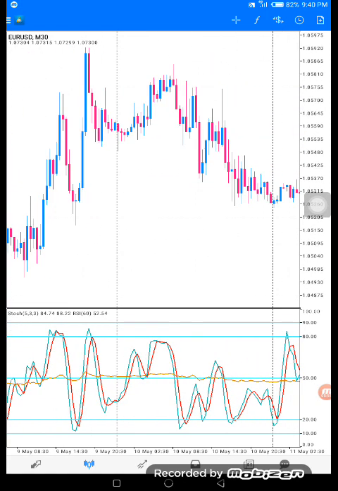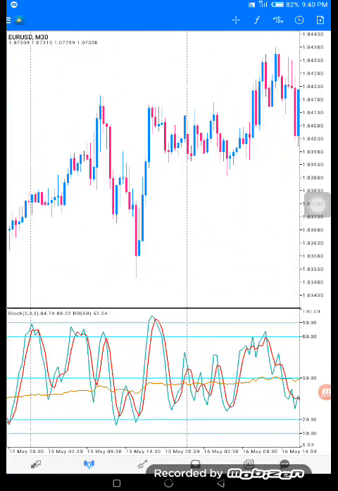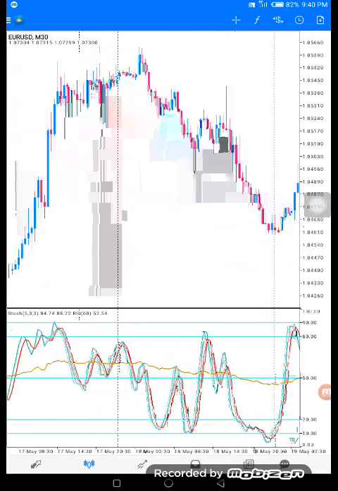This is a simple free strategy that you can use to make money out of currency, out of volatility, out of gold, out of boom and crash, out of indices, out of jump index and all that. It's a very simple strategy that used to make a lot of money out of the forex market. So now this is how it works.